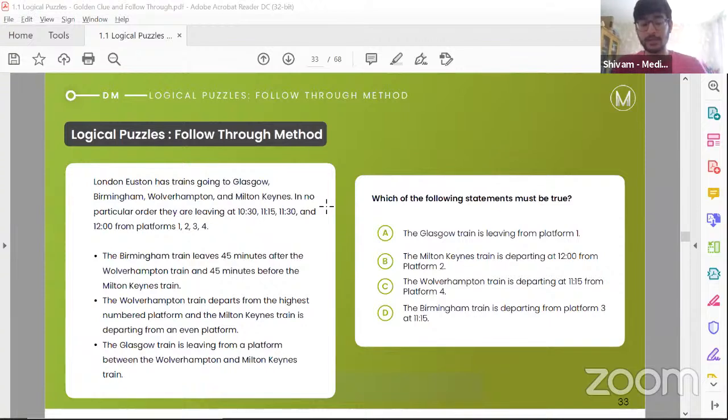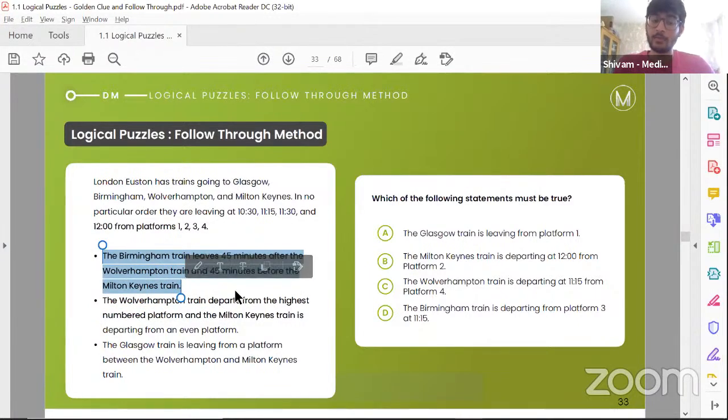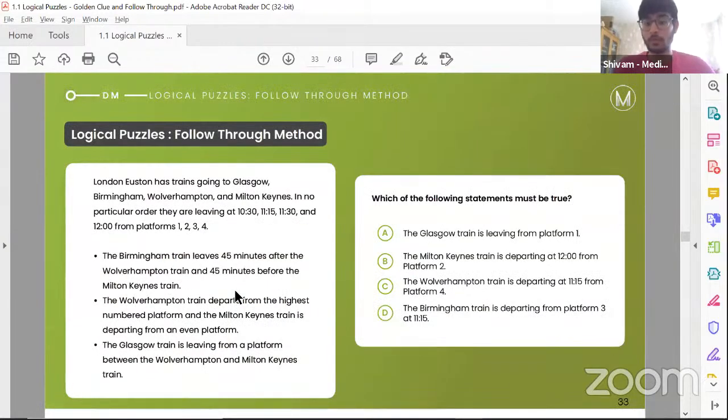Let's go through this. One of the things I've noticed is that we should try and work out what time the train leaves for Milton Keynes and Wolverhampton. That would be really sensible because that keeps on coming up constantly. So actually, we can do that in this first bullet point, which is fantastic. So tell me, Mohit, how can we work out what time the Birmingham, the Wolverhampton and Milton Keynes trains leave just by reading that first sentence there?